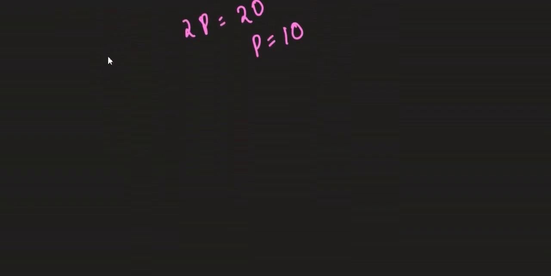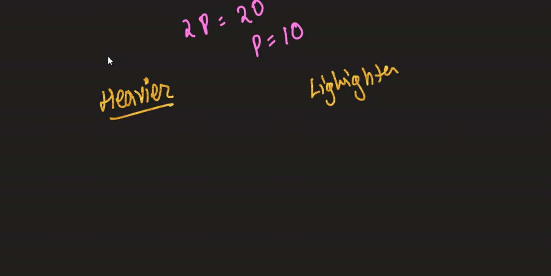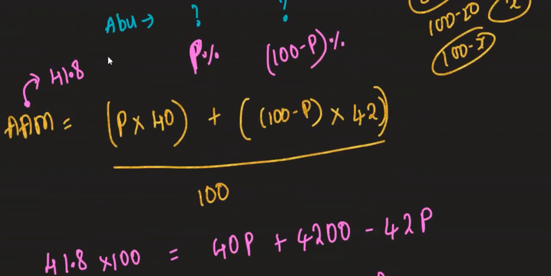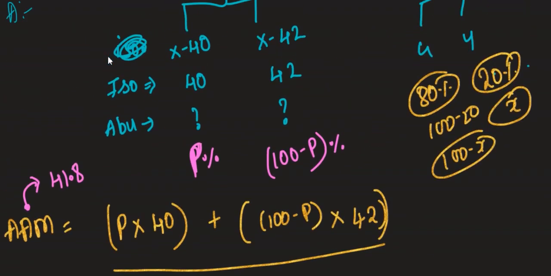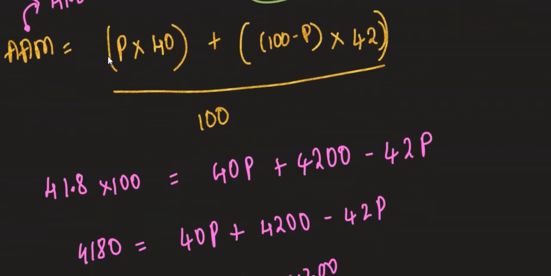10. Okay, now the question is, which one is heavier, which one is lighter? Which one is the heavier isotope and which one is the lighter isotope? Heavier isotope is nothing but the one with higher weight. We can say X42 is the heavier isotope. Lighter isotope is what? X40. Now what is the percentage of abundance we took for the heavier? Here for heavier, percentage of abundance is 100 minus p.